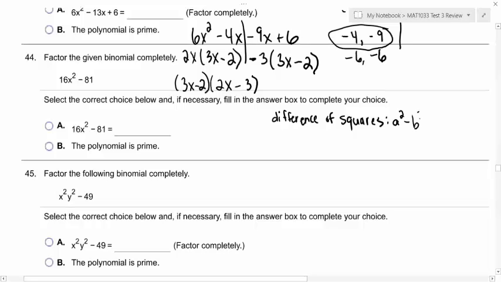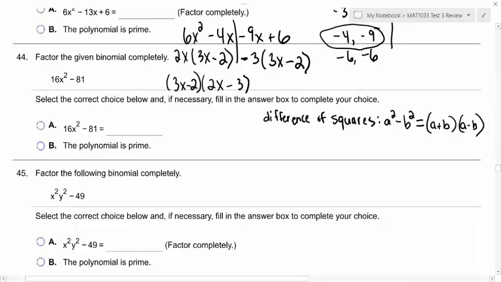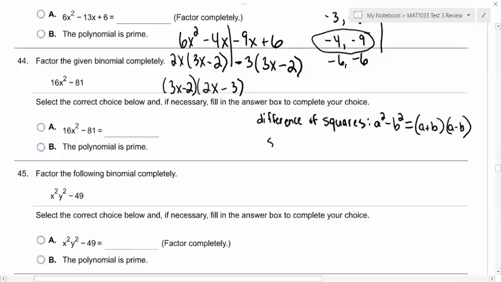A squared minus b squared. How does that factor? A plus B and A minus B. And the order doesn't matter. So if you had A minus B and then A plus B, that would be fine. Okay. Is there a formula for the sum of squares? No, the sum of squares is actually prime.